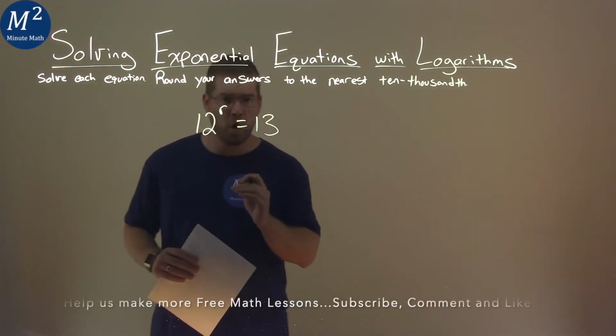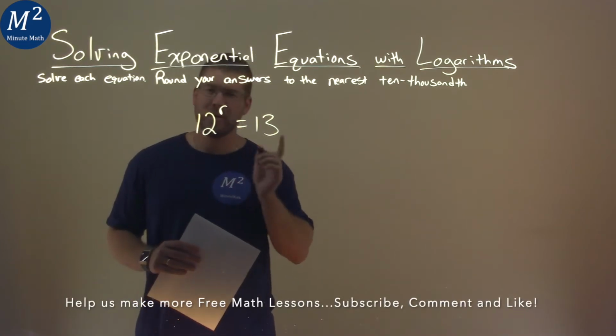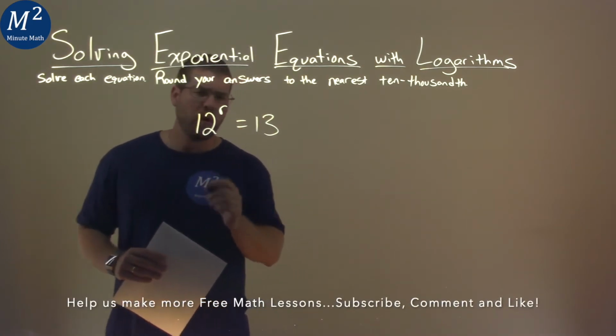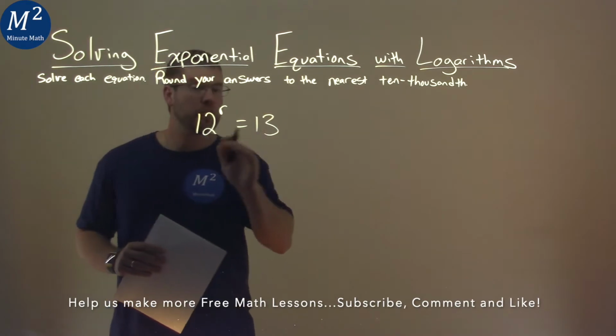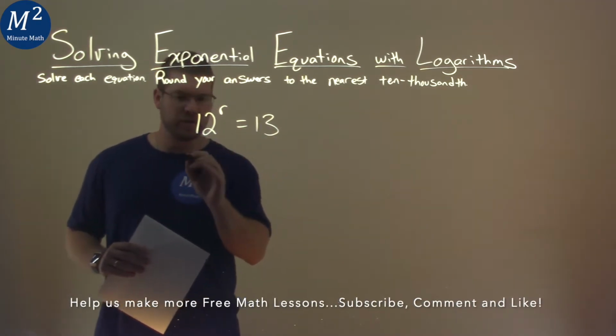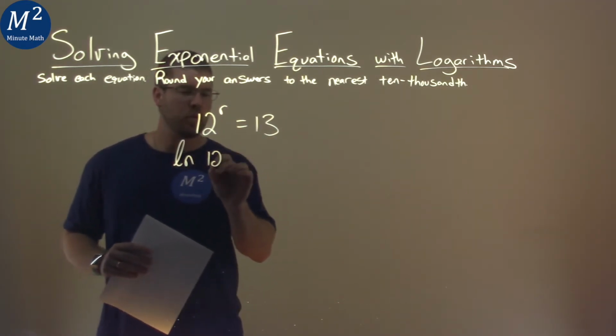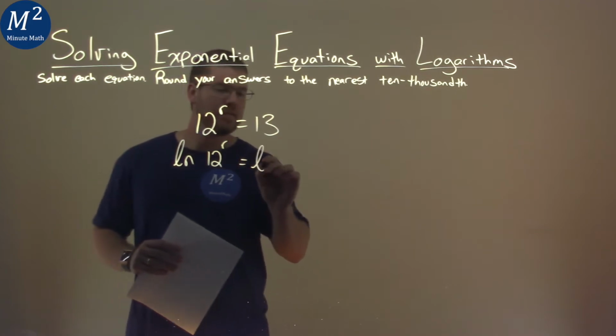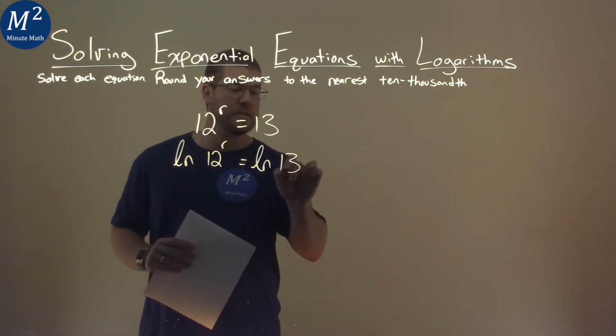We're given this problem right here. 12 to the power of r is equal to 13, and we need to solve this. One thing we know is we can take a natural log of both sides of an equation. If I take the natural log of 12 to the power of r, it's going to be equal to the natural log of 13 here.